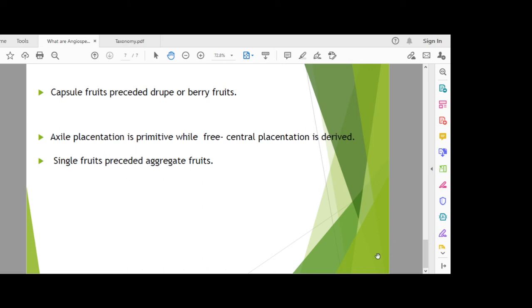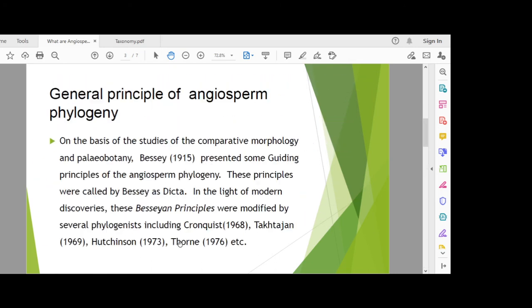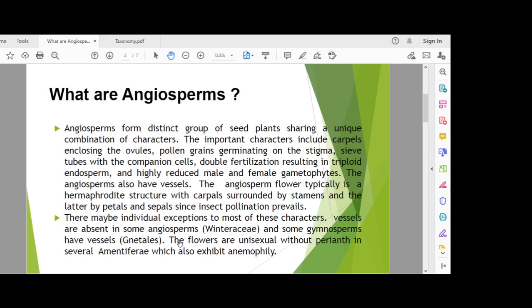So, this is a small presentation about angiosperms and general principles of angiosperm phylogeny.